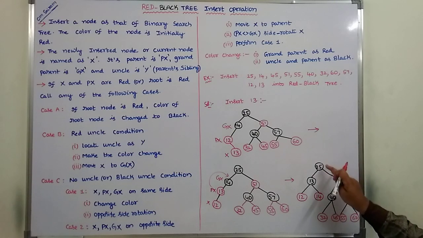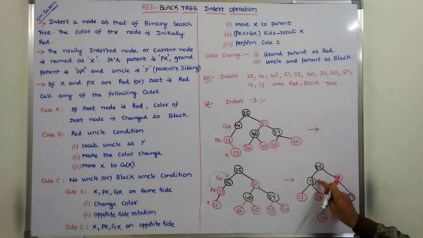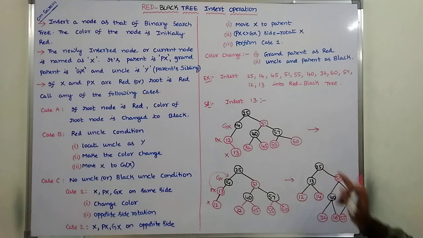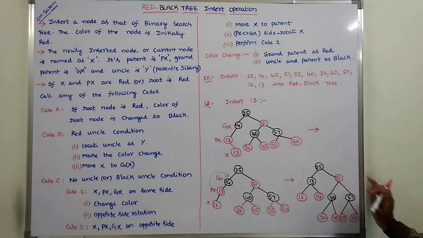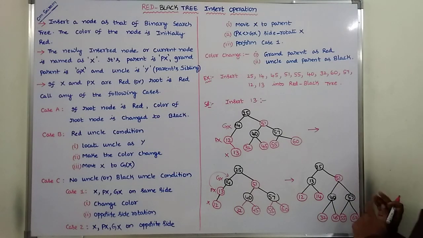25, 13 is less than 25, 12 is less than 13, 14 is greater than 13. Yes, left subtree is correct. 51 is greater than 25. Go to the right hand side. 40 is less than 51, left hand side. 32 is less than 40, left hand side. 45 is greater than 40, right hand side. 57 is greater than 51, go to the right hand side. 55 is less than 57, left hand side. 60 is greater than 57, so right hand side.